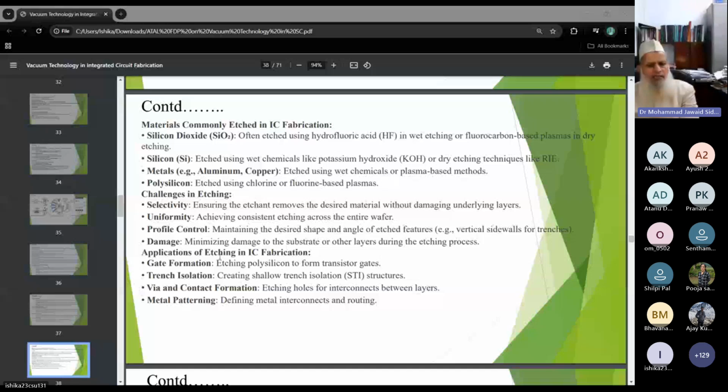Challenges in etching: selectivity, which is very important. In some directions we need etching; in other directions we don't need etching. So selectivity is very important. Uniformity is also very important. Profile control: maintaining the desired shape and angle of the etched features. Applications of etching in IC fabrication: gate formation, trench isolation, contact formation, metal patterning. Yes, please go to the next.